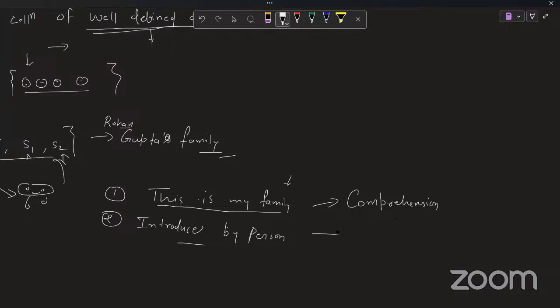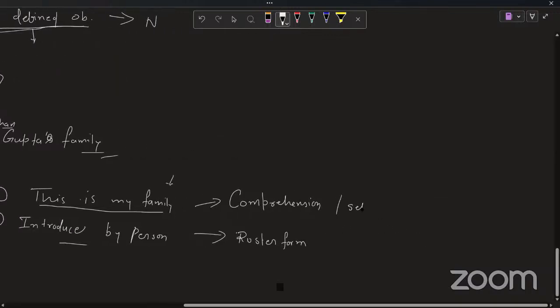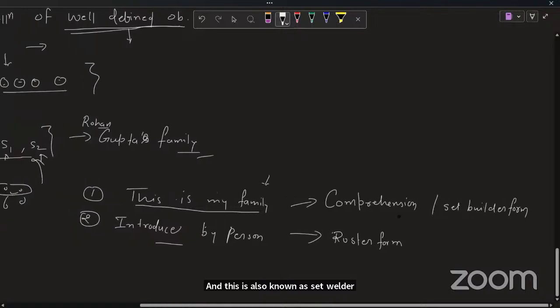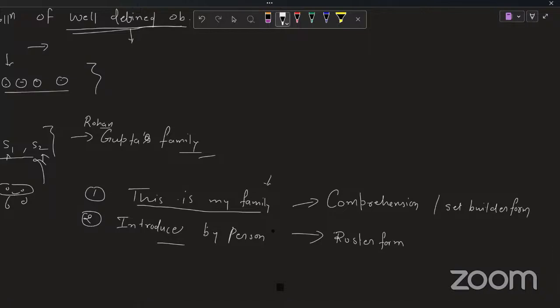Comprehension form, and this form where we are introducing person by person is known as roster form, and this is also known as set builder form. Roster and tabular, yeah, that you can say.